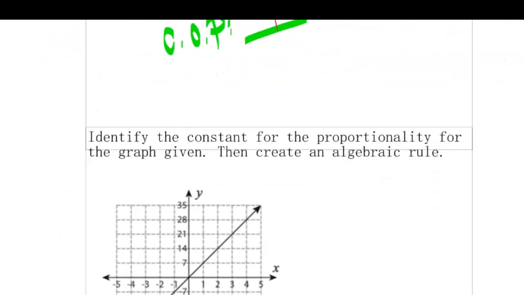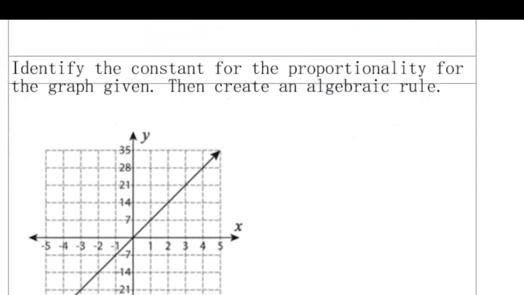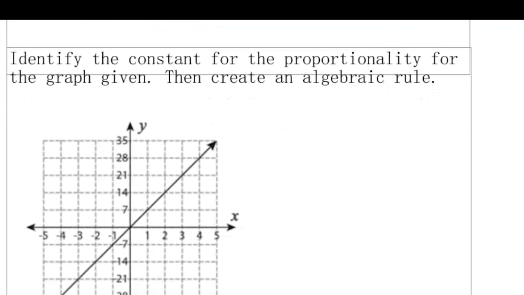Alright, now please go ahead and write the following question for the next example, and please do write down that graph so that we can identify the algebraic rule, and we'll go ahead and make a table.